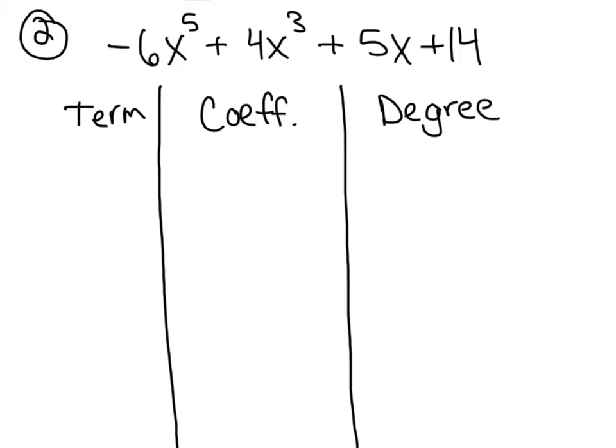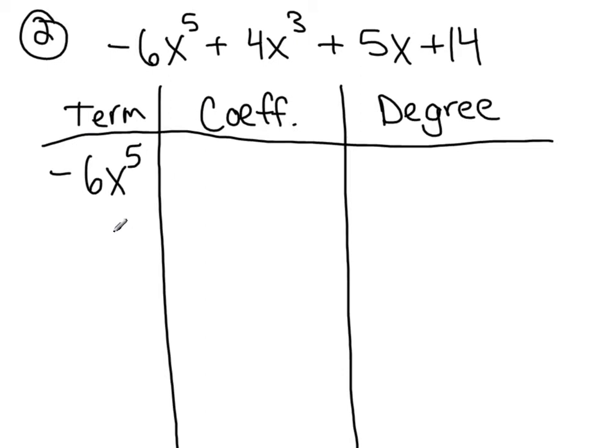So we have to identify the terms, the coefficients, and the degrees of each term. So terms are always broken up by the plus sign. So our first one we have is negative 6x to the 5th. The next term is 4x cubed. The next term is 5x. And the last but not least is 14.